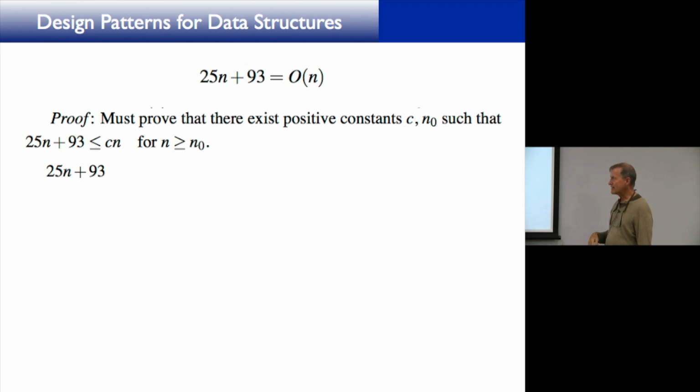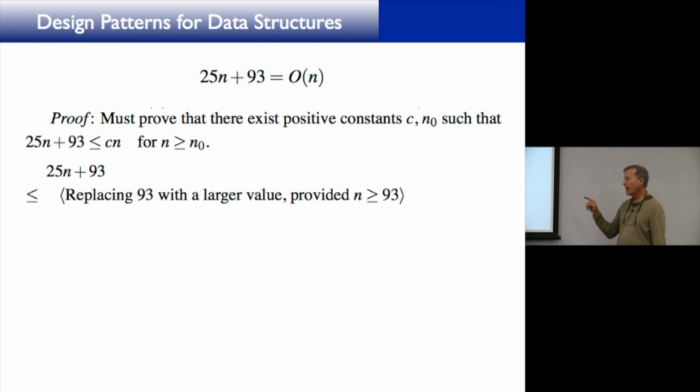It's less than or equal to... what is 25n? We need to get it with just a c times n, so somehow we've got to get rid of the 93. So what can we do with the 93? We have to replace the 93 by a larger value. So how can we replace the 93 by a larger value? By replacing it with n.